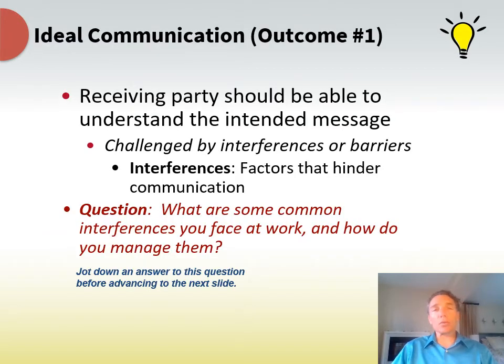So in the ideal world, the receiving party is going to understand your message and they have everything they need to execute. It's not vague, it's not unclear, it's in a positive tone. So what prohibits that from happening? Interferences, factors that hinder communication. So we can think about that. It could be you're distracted or somebody else is on their phone or the timing's bad or you're trying to hold a meeting right after lunch and everybody's tired.